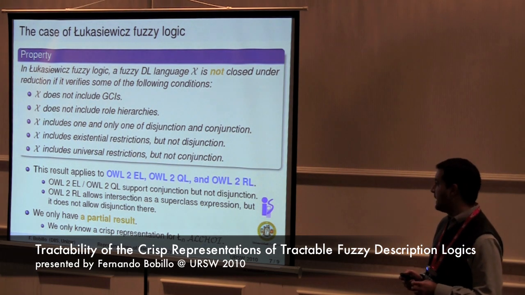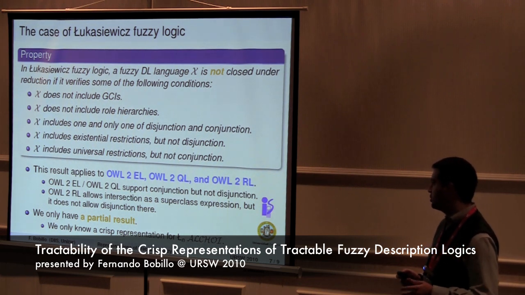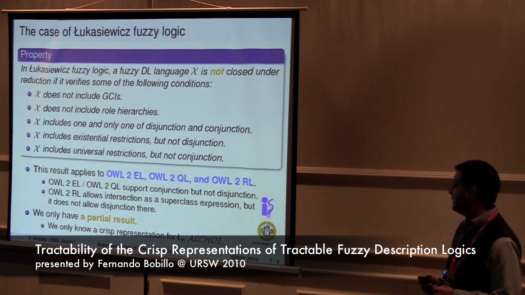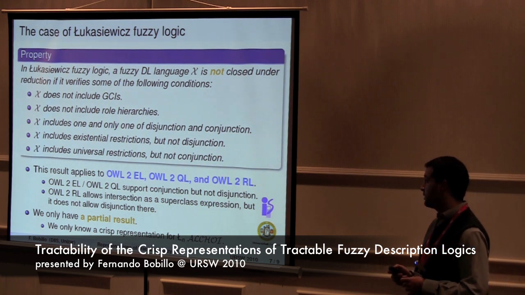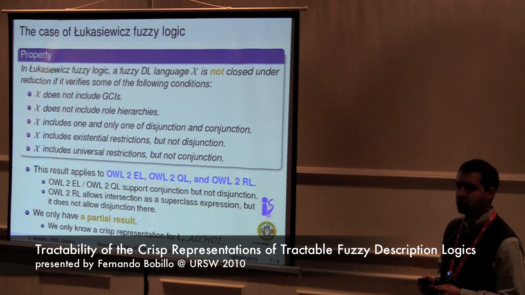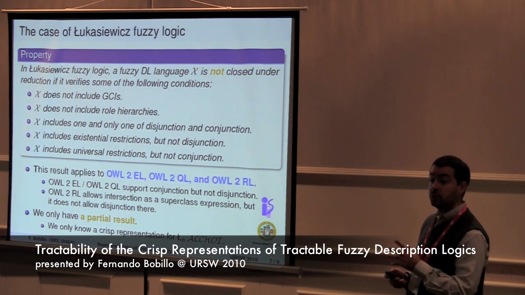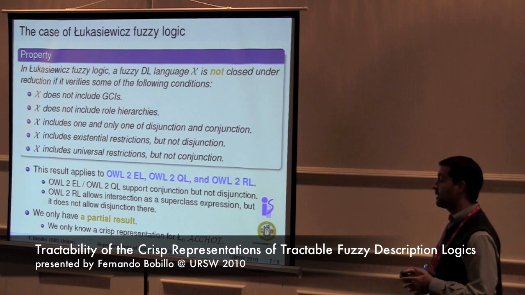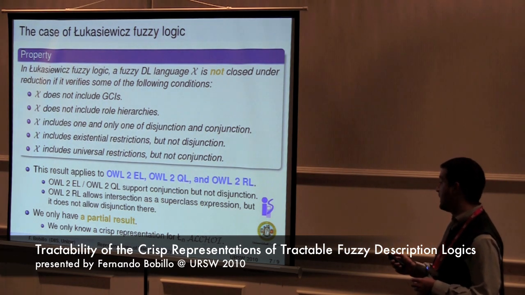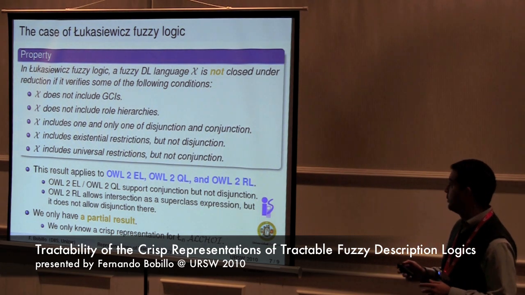This negative result applies to OWL 2 EL, QL, and RL, the three fragments. In the two first cases, because they support conjunction but not disjunction, and in the case of RL, because it allows intersection as a superclass expression, it's restricted, but in that place, disjunction is not allowed. Here, we have a different formulation of the property because we only know a crisp representation of Lukasiewicz ALCHOI. We do not know what happens with SROIQ at the moment of writing this paper.